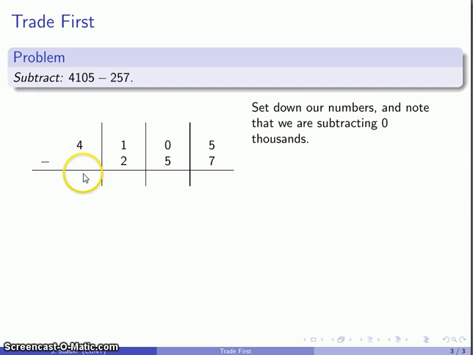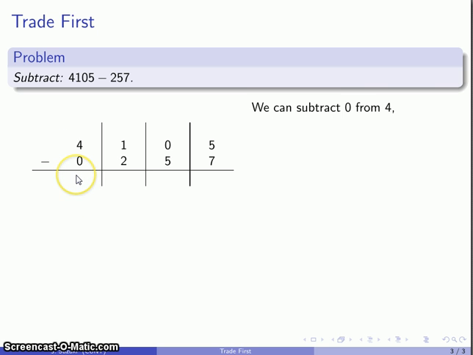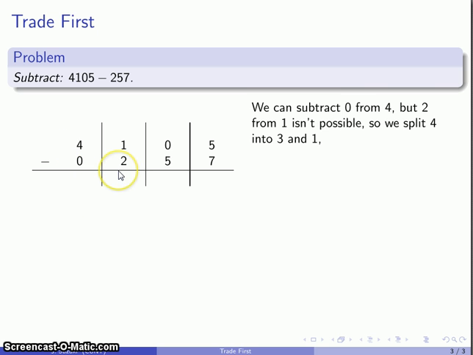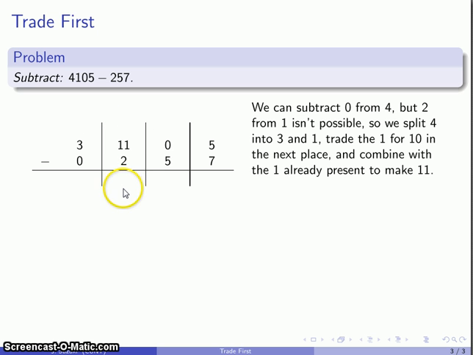So again, the first thing we might notice is we're actually subtracting 0,000, so I'll put that in. 0 from 4, not a problem. 2 from 1, however, is a problem, so we'll split that 4 into a 3 and 1. We'll trade the 1 over for a 10, and then we'll combine the 10 and 1 to make an 11.